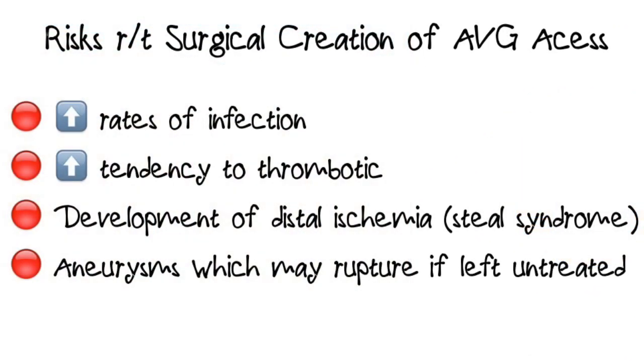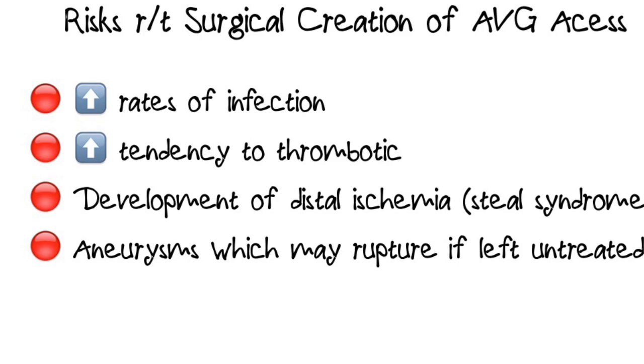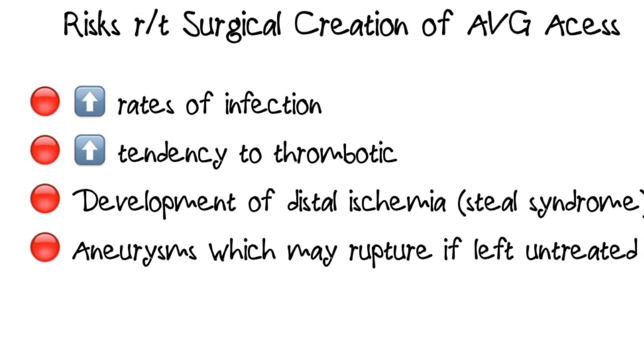There are several risks concerning surgical creation of arteriovenous access for hemodialysis. Development of distal ischemia, also referred to as steal syndrome, and pain because too much of the arterial blood is being shunted, or stolen, hence the term steal syndrome, from the distal extremities can occur. Clinical manifestations include pain distal to the access site, numbness or tingling of the fingers, which may increase during dialysis, and poor capillary refill. Clients are also at risk for developing aneurysms, which can rupture if left untreated.